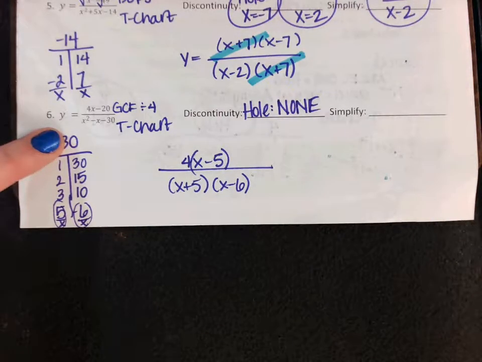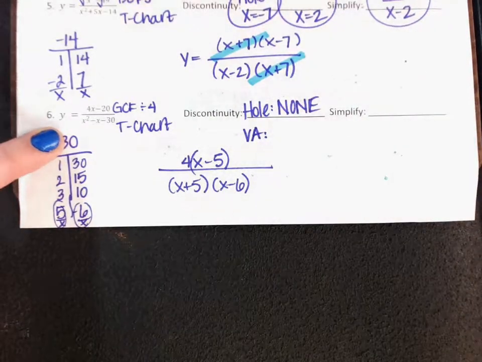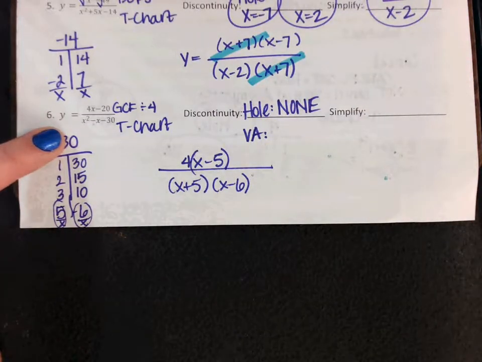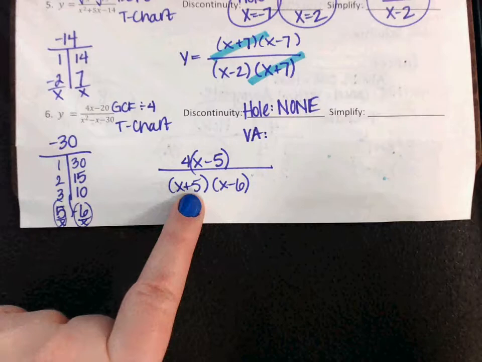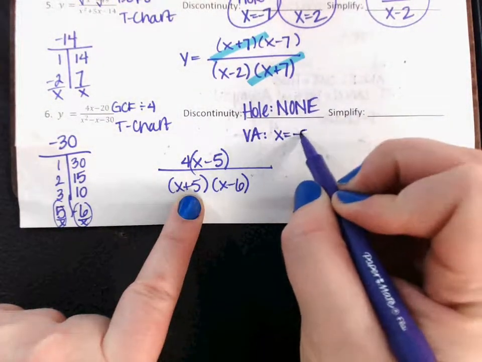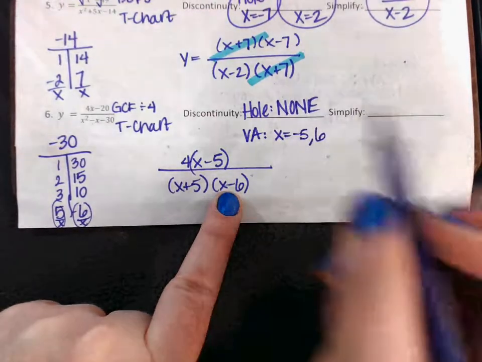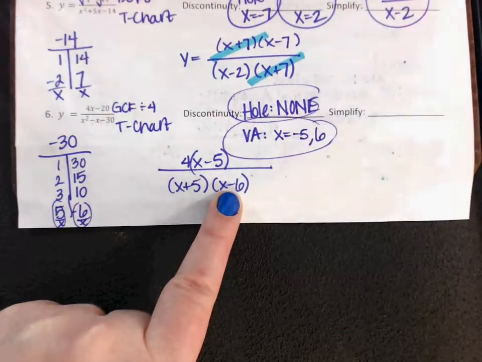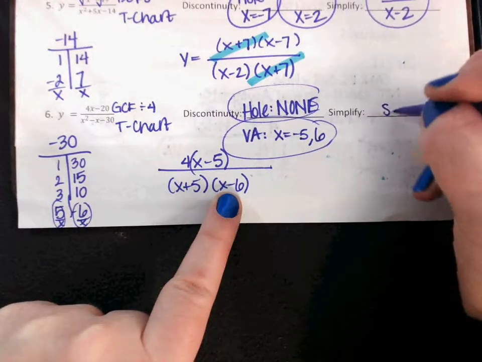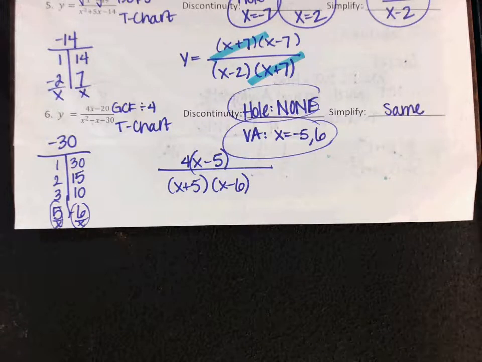But am I going to have some asymptotes? Yes. How many asymptotes am I going to have this time? 2. I'm going to have one at, if this is an x plus 5, what will it be? Minus 5. And then if this is a minus 6, it'll be at positive 6. Okay? And then for the simplify, I'm just going to put same. Okay, since nothing crossed out, I don't really have to change it because it's already the right answer.